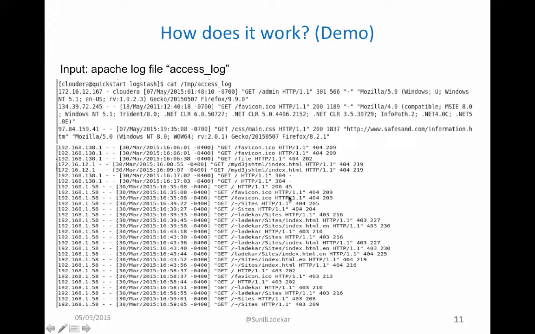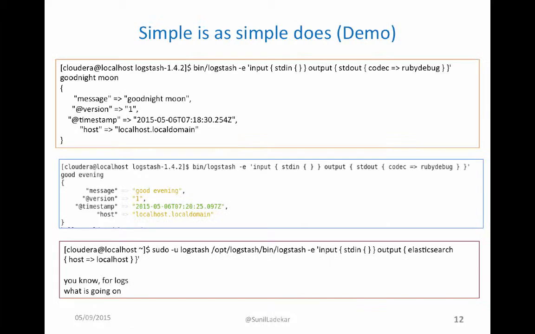Here is the demo, and for this demo I am using the Apache web server access log file. The file is very complicated and big in size, and I thought it is good to use the access log file that was very hard to read. This is very simple, as simple does. So in this case I have started Logstash with input standard in and output standard out to the screen without using Elasticsearch, and I am getting this output very well organized. It's small but very well organized.